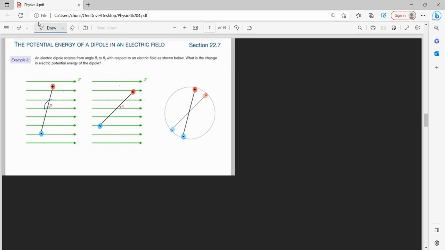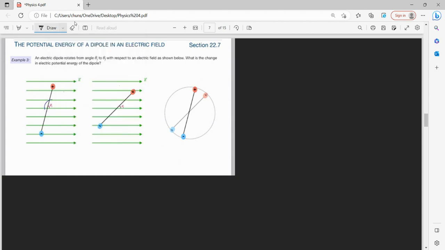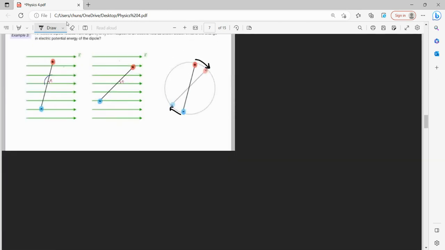Continuing on with this third example for electric potential energy of a dipole, we are given our starting point to be at a specific angle to our electric field as it rotates in this direction. So this is our initial, and it rotates to our final direction. We want to find what the electric potential energy is for this example.